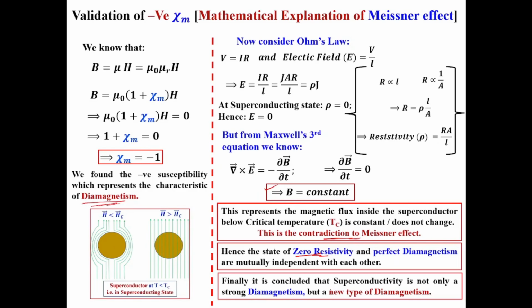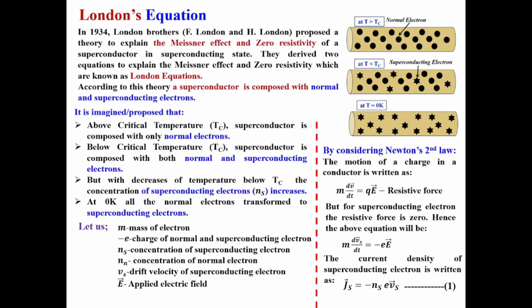Finally, we concluded that superconductivity is not only a diamagnetism but a new type of diamagnetism. And this new type of diamagnetism is going to be explained by London's equation. Later, superconductivity is explained by BCS theory, which we are going to discuss in our forthcoming lectures. But in this class, we are going to discuss London's equation.